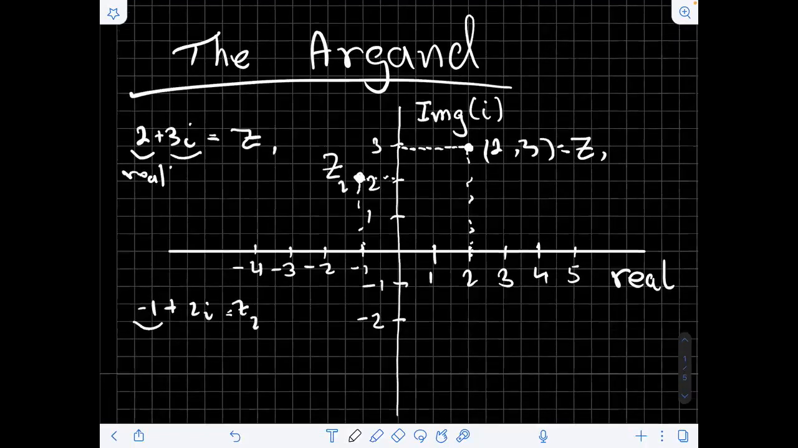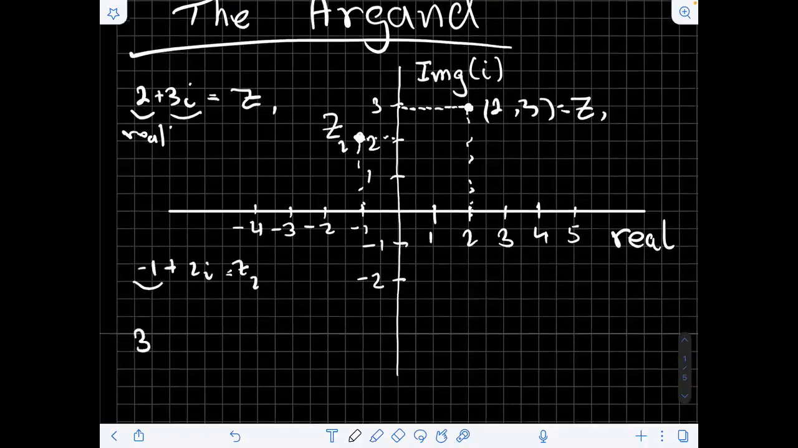And we'll just look at one more example. Let's look at the number 3 minus 2i. I go to the real number on the x-axis, which is 3, and my imaginary part is minus 2. So I go to minus 2 on the y-axis, which is the imaginary axis. And this point will represent Z3.